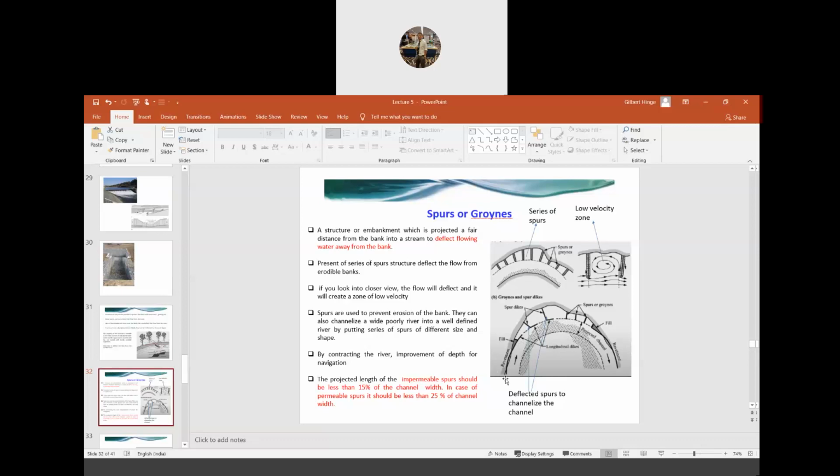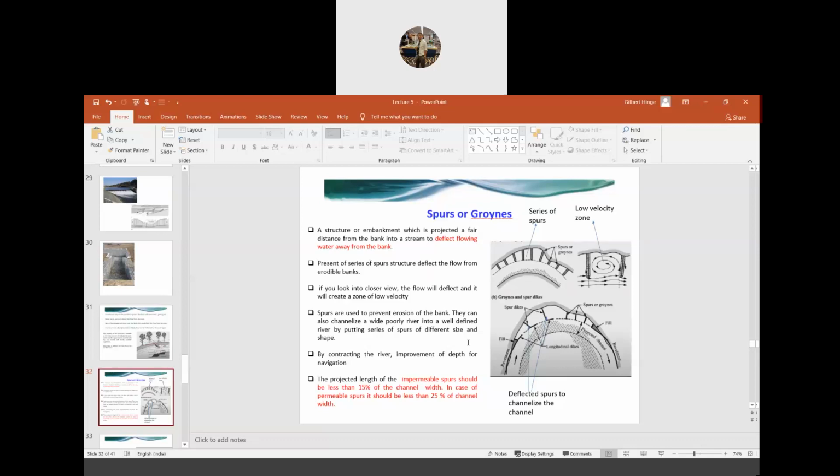So when we have sufficient depth here, this river can be used for navigation, right? Initially, the depth here is very low. So what we do, we use spurs to deflect the water. So now the width is reduced, thus the depth will increase. So with increase in depth, this area can be used for navigation.